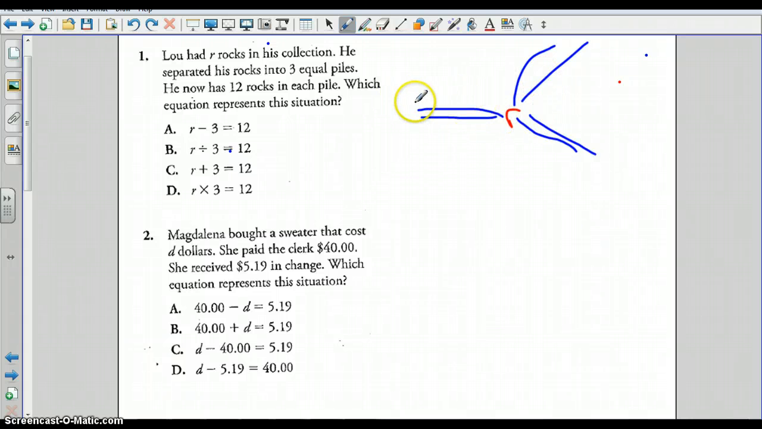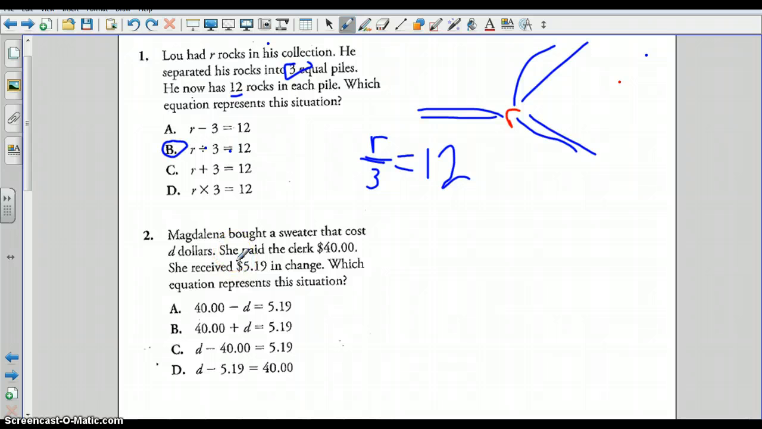Well, I can see that the operation that takes some number, like R, and splits it into different groups is division. I'm dividing it up. It's the only operation that does it. So what I'm looking for is R rocks divided into the 3 groups. And then it also tells me that leaves me with 12 rocks in each group. So this is what I'm looking for. Now, I know that there are other ways to show division, and this is one of them, so it looks like B is the correct choice. Let's talk about the next one.